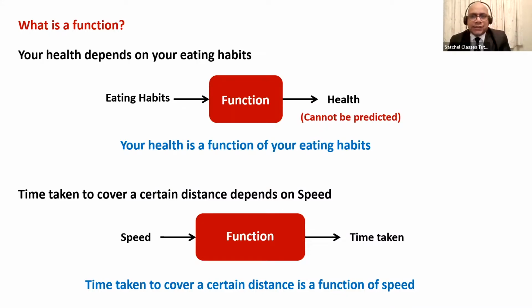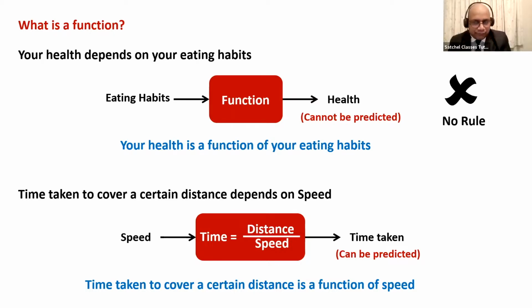Correct? Whereas in the second case, because there's a specific relation between speed and the time, you can actually predict the time taken. Because you know that time taken is distance upon speed, right? Because there's a specific relation, we can actually predict the time. And hence, the first example of eating habits and health cannot be classified as a function because there's no rule binding eating habits and health. Whereas the second example, speed and time taken, can be classified as a function because there's a rule which binds both of them.